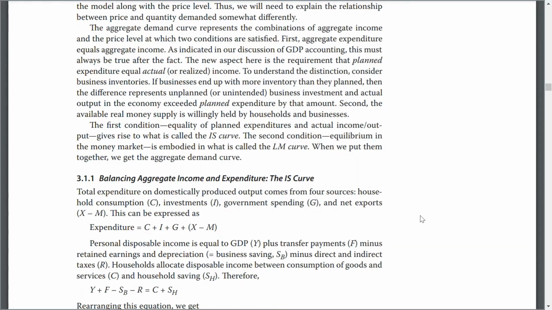The first condition, equality of planned expenditures and actual income/output, gives rise to what is called the IS curve. The second condition, equilibrium in the money market, is embodied in what is called the LM curve. When we put them together, we will get the aggregate demand curve.